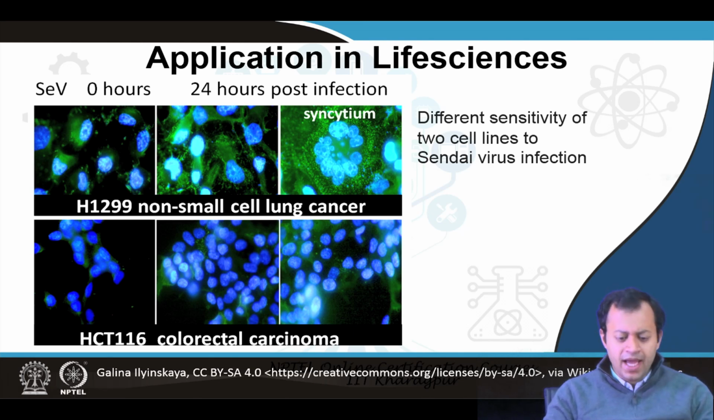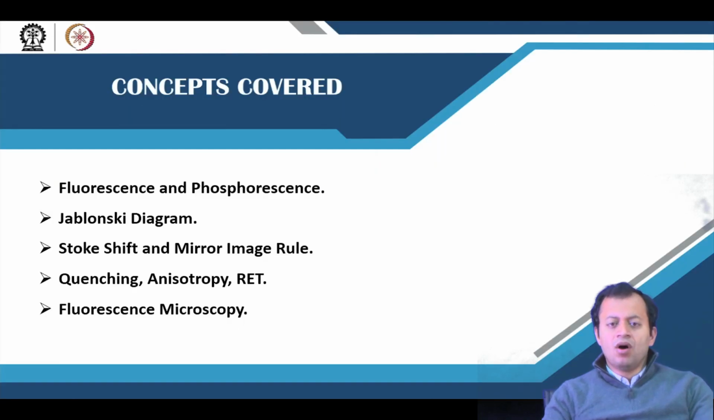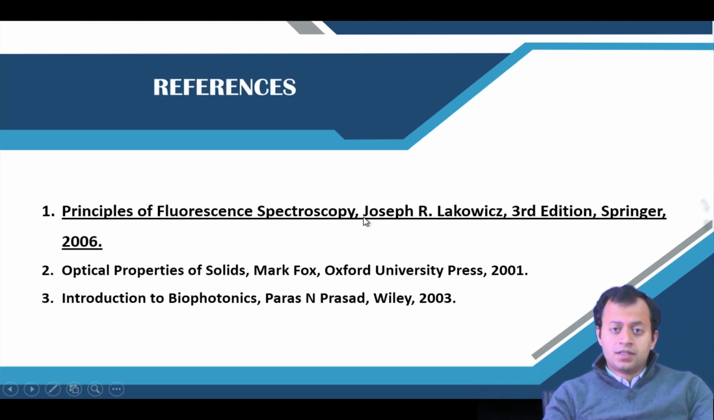What do you think? Anyways, that brings us to the end of this particular chapter as well as module number 2, which was the very basic of light matter interaction. We discussed fluorescence and phosphorescence, Jablonski diagram, quenching. Just go through it. The significant book that I have used to prepare this lecture is Principles of Fluorescence Spectroscopy by Professor Lakowicz. This is one of the best books on fluorescence microscopy. If you are interested to know more about fluorescence microscopy, read this.